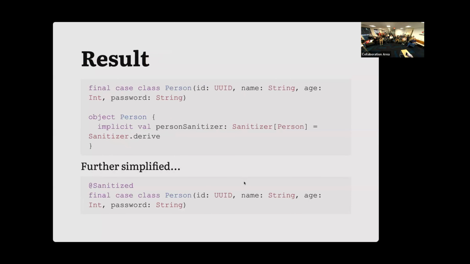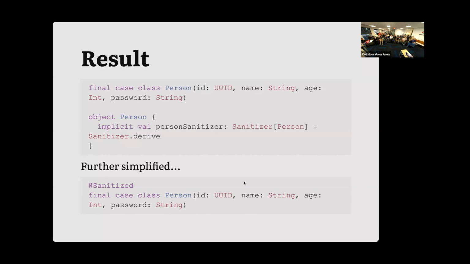So at the end of this, you end up with something like this. Now your sanitizer is just something like sanitizer.derive, and you could even further simplify it by creating a macro that appends this piece of code at the end of your class and replaces this entire block with just one simple annotation called @sanitize, just keeping your boilerplate minimum.